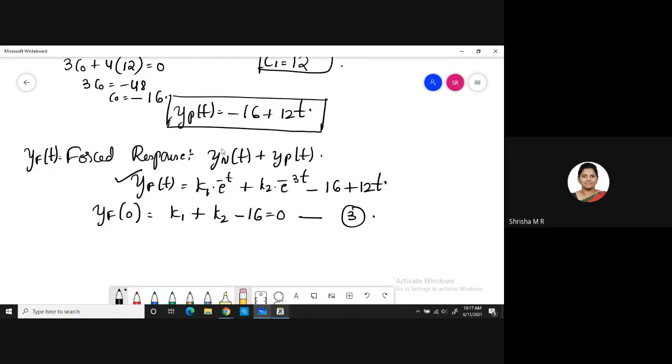That is for natural response alone. That you have done, right? When you are finding the forced response, again you have to take k1 and k2. And you have to find the k1 and k2 by using zero initial conditions.